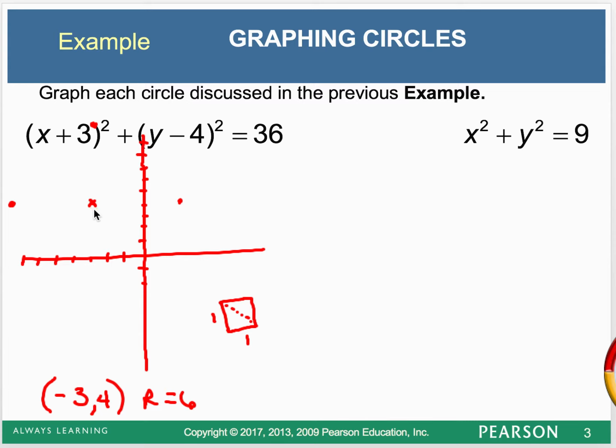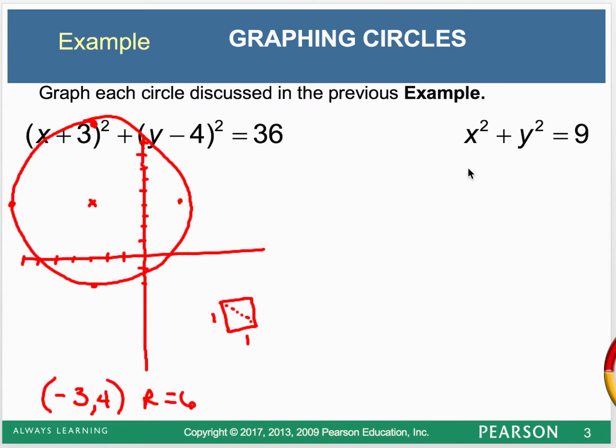This direction, 1, 2, 3, 4. I got off, I think. 1, 2, 3, 4, 5, 6 units. And all of these are points on my circle, so I could just connect them with at least a circular shape, right? We'll just imagine it's a circle.